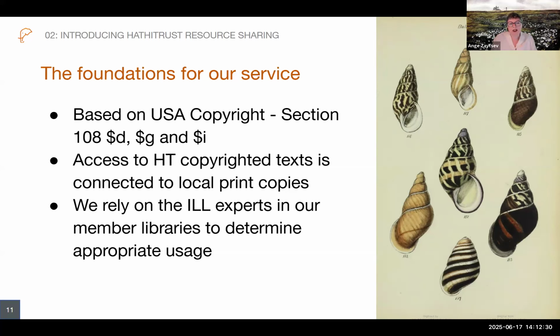And then another core principle that has shaped both the policy and the tech development work is that we rely as much as possible on the ILL experts in your libraries to determine appropriate usage of the service. I'm going to keep saying this again and again, but we are not ILL experts. What we are doing is just trying to facilitate and support your ILL services.